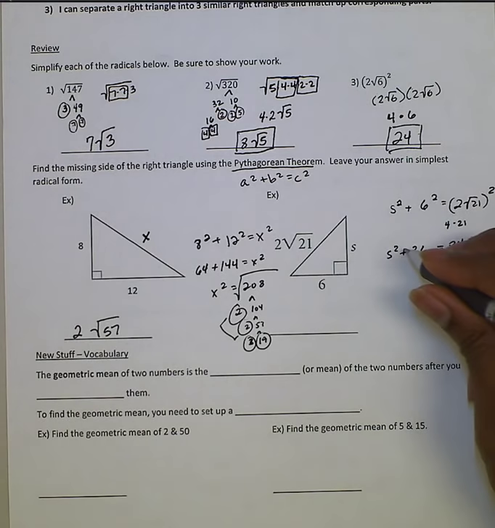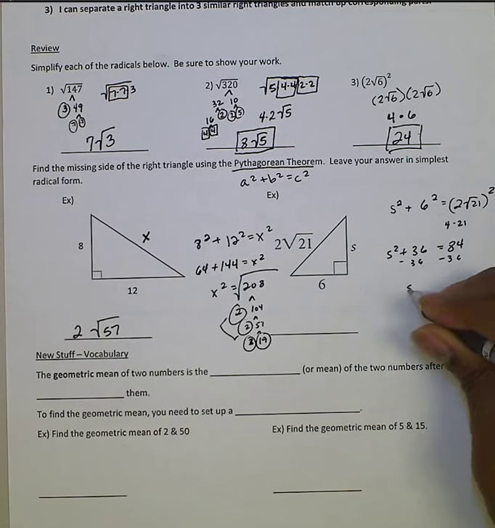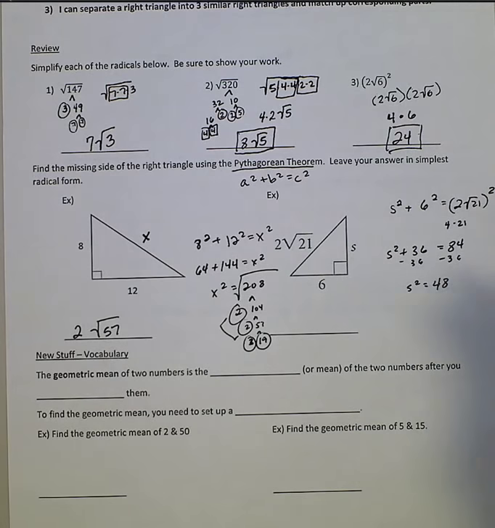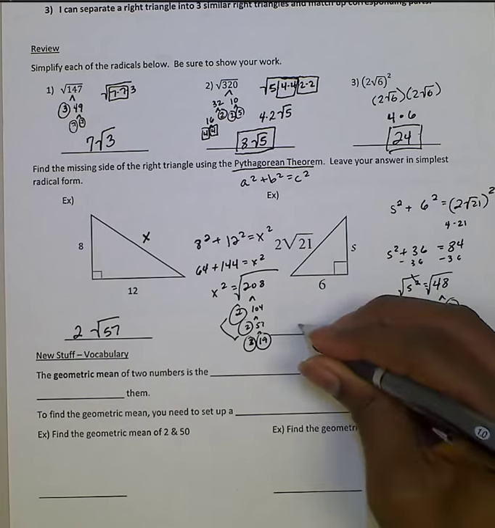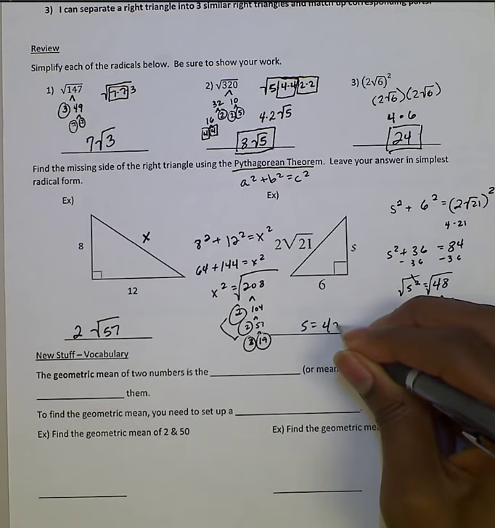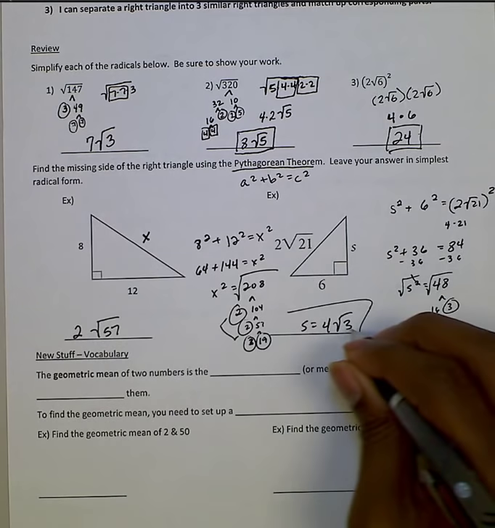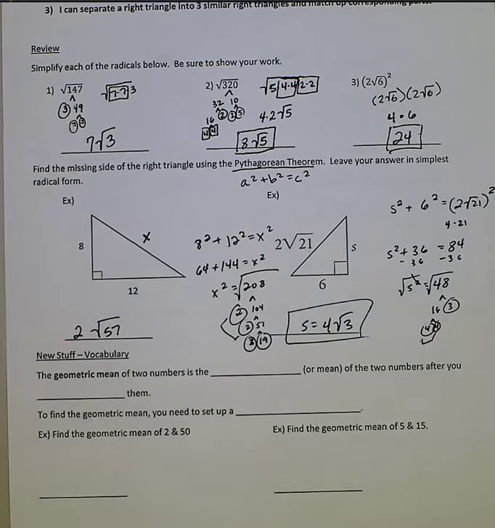Okay, and so now we're solving for s squared. I'm going to subtract 36 from both sides. S squared will equal 48. And so to find s, I'm going to take the square root. And what that will mean is I have 16 times 3, or 4 times 4. Okay. So my answer will be s equals 4 radical 3.